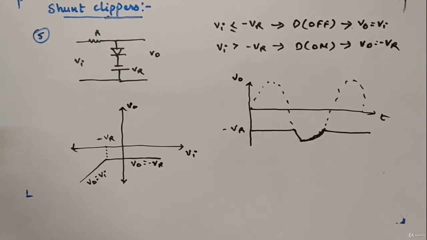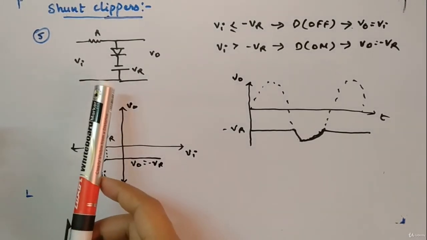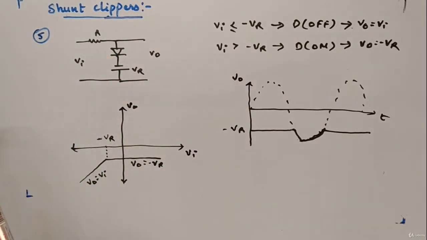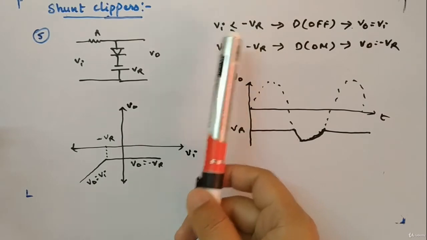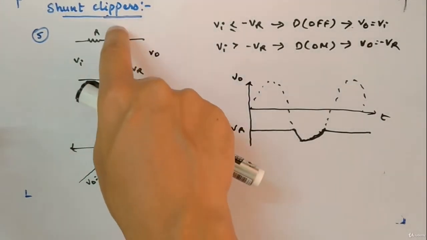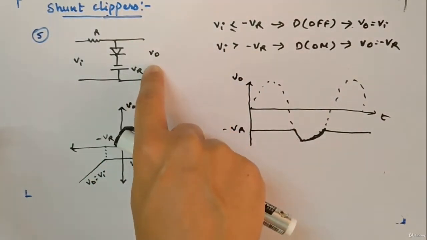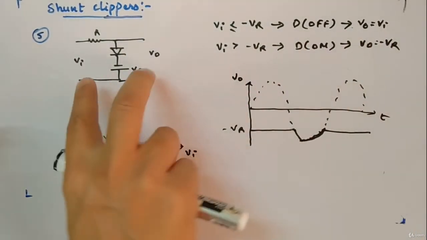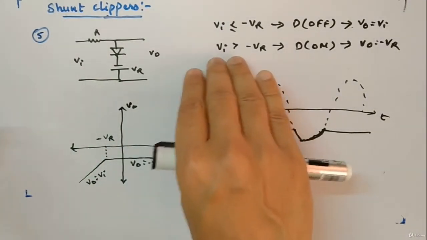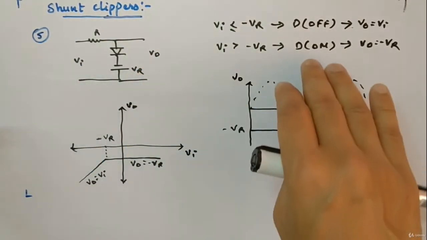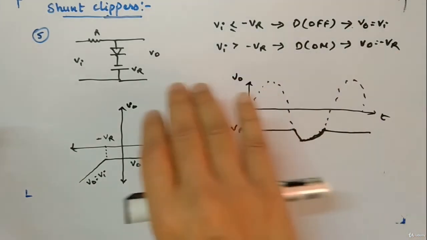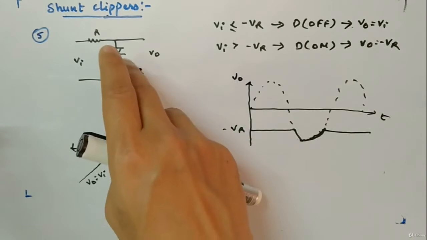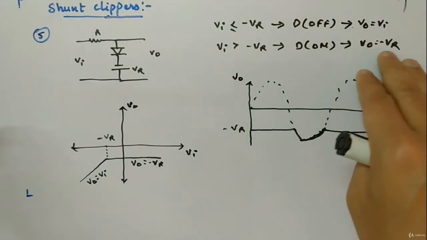Okay, let's look at model number 5. So now the VR value is negative, and a diode is connected in this fashion. So when Vi is less than or equal to minus VR, when this point potential is less than minus VR, then the diode will be off, and in that case V0 will be equal to Vi. Similarly, when Vi is greater than minus VR, the diode will be on, and V0 will be equal to minus VR, since it is connected to a negative battery. So V0 will be minus VR.